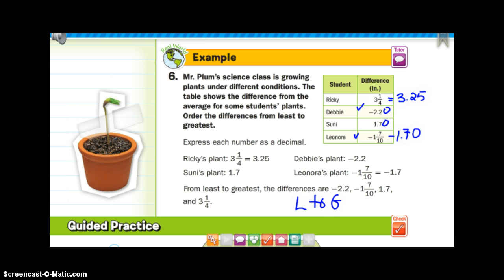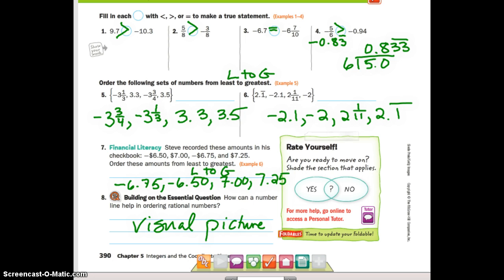Now do the guided practice. All right, now that you've done the guided practice, please check your answers. Remember again, in order to compare rational numbers, you either have to convert them to fractions or to decimals. It's much harder to just look at it in their current form and make a decision. So again, pick which one is easier for you. Check the answers. See you tomorrow.